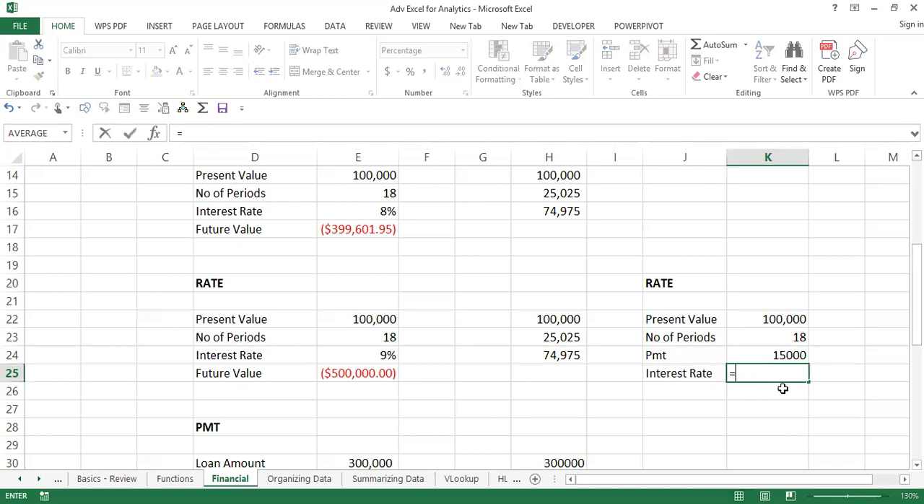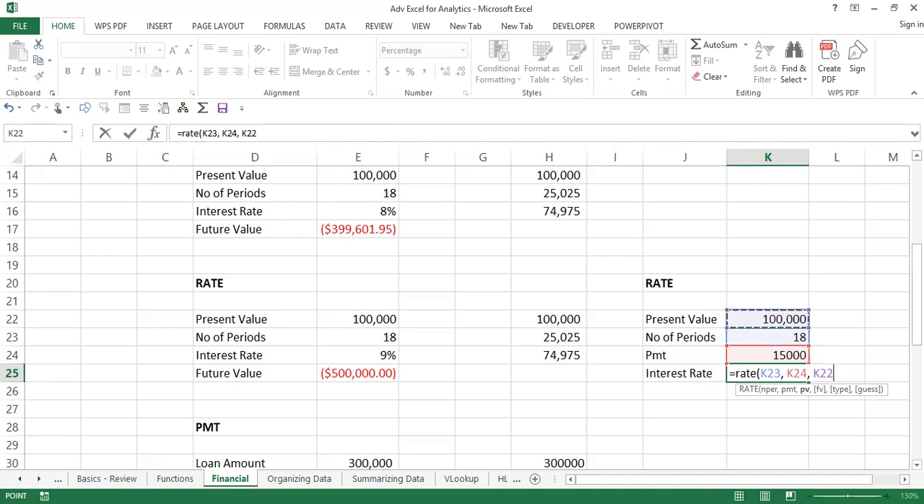So we are saying equals rate. Number of periods 18, comma, payment, present value. Payment amount first. Sorry, payment amount, that's 15,000. Payment amount is 15,000. Then we have the present value is that.